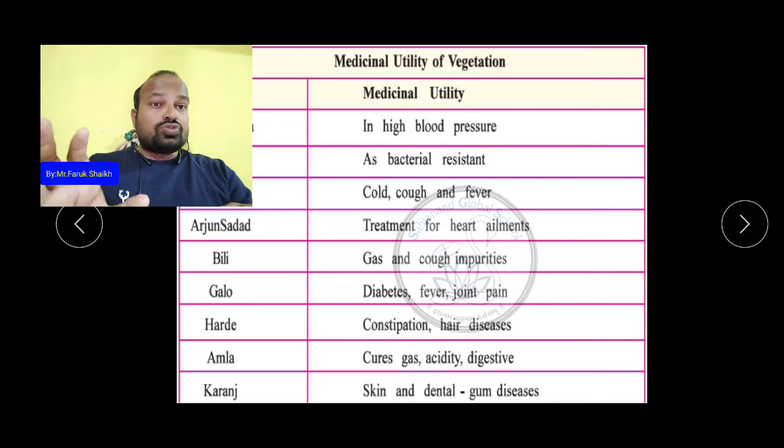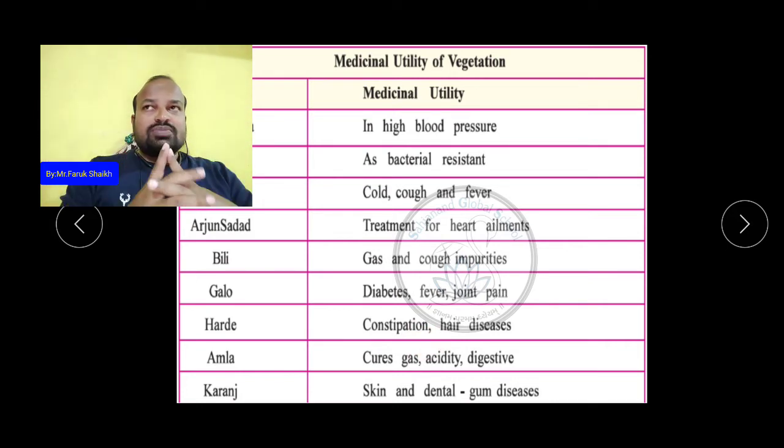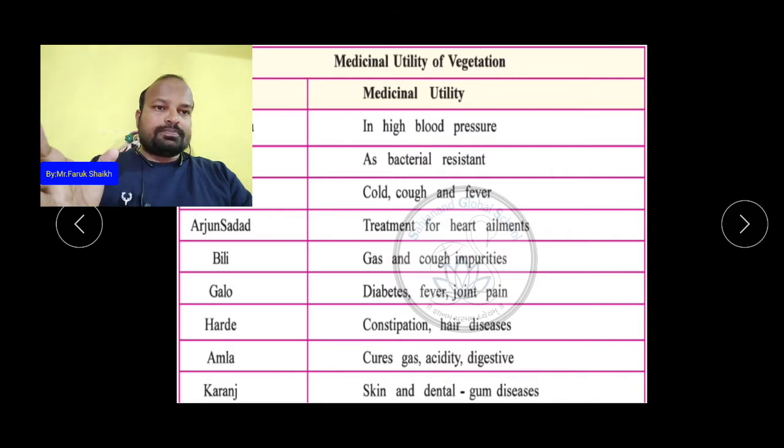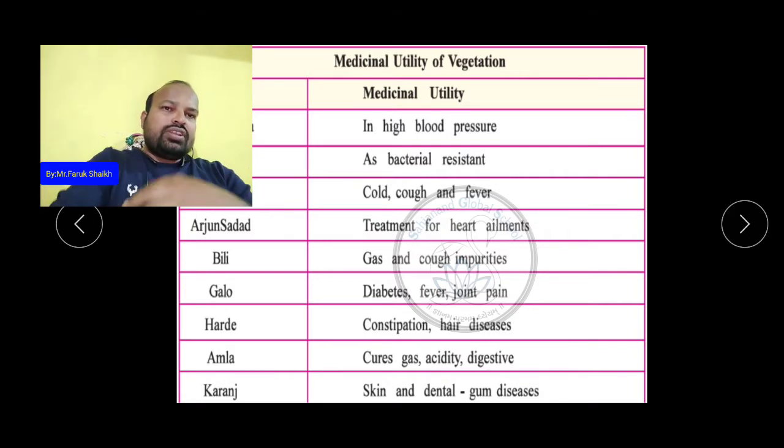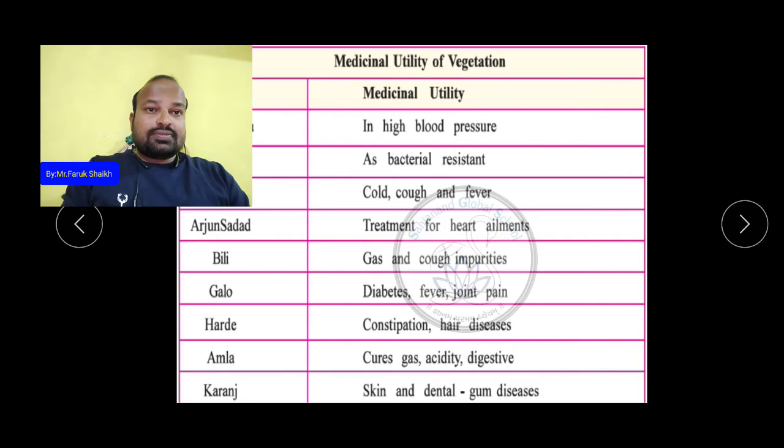Then the herde, it is useful for constipation and hair disease. Herd is also useful for constipation. Constipation means you are not getting a proper toilet, you can't go properly. Simply, it is called kabjiyat. Then hair disease, it is also useful.